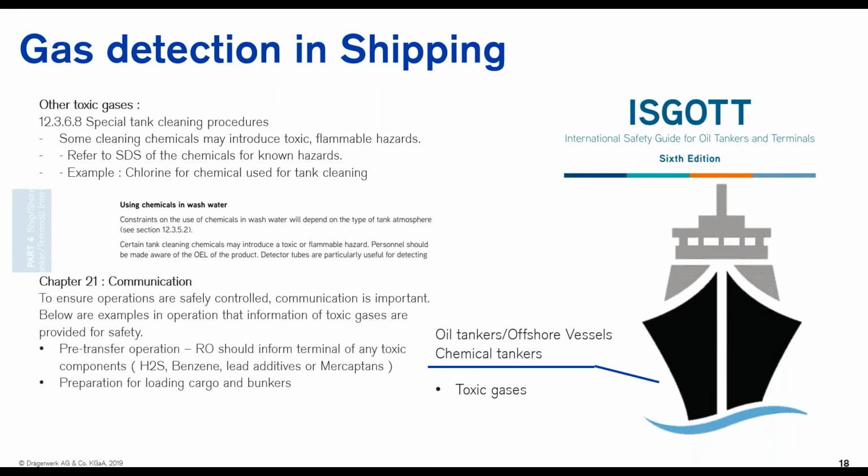Next, you look into chapter 21, which is very important. Here we look into communications, and how to ensure safe operation between the terminal and the vessels. Communication is very important. Therefore, during operations such as pre-transfer operations or the preparation for loading cargo and bunkers, the responsible officer, the RO, should inform the terminal of any toxic components in the cargo. Likewise, the terminal should provide any information regarding toxic components of the cargo to the responsible officers, so that they can prepare any required protective or respiratory equipment before they do the operations.